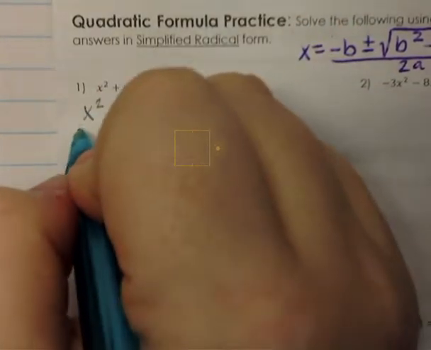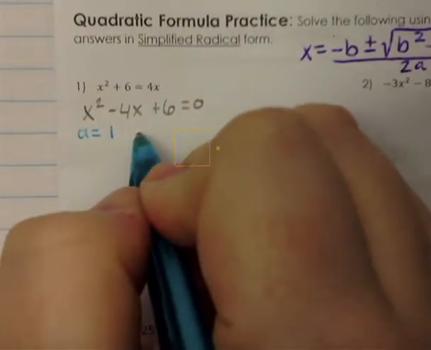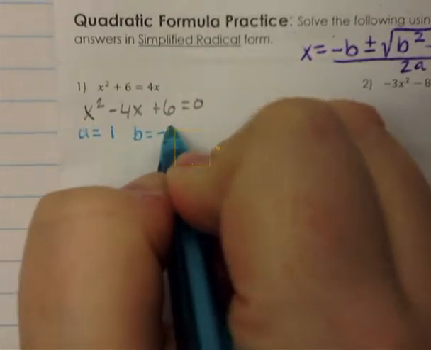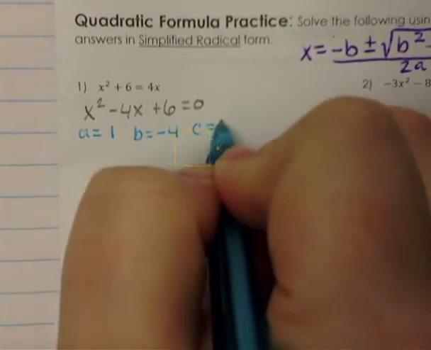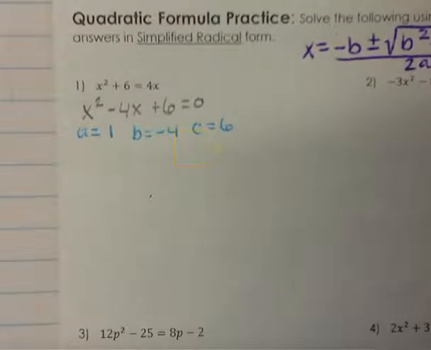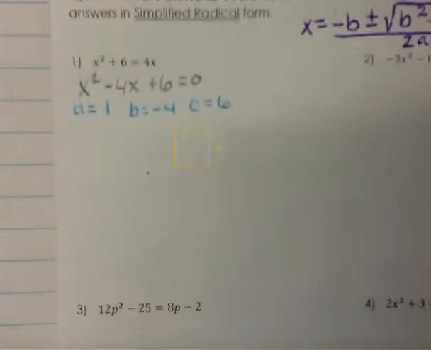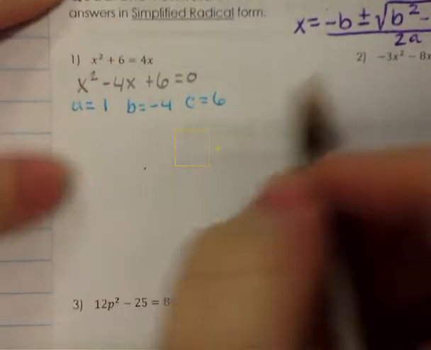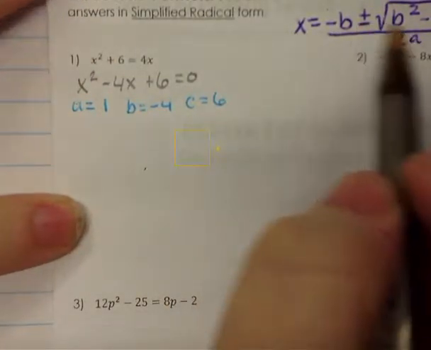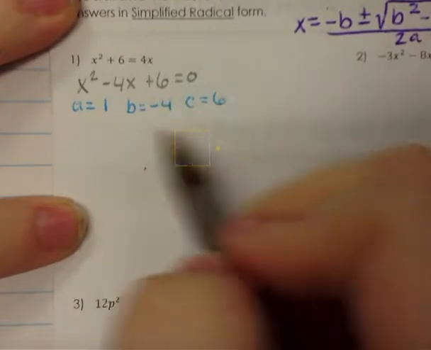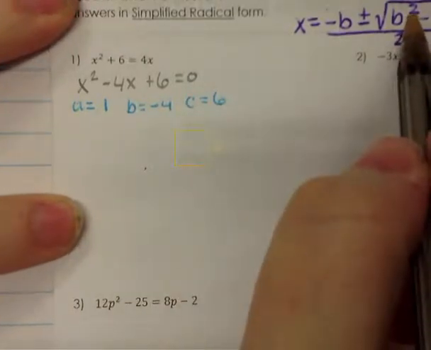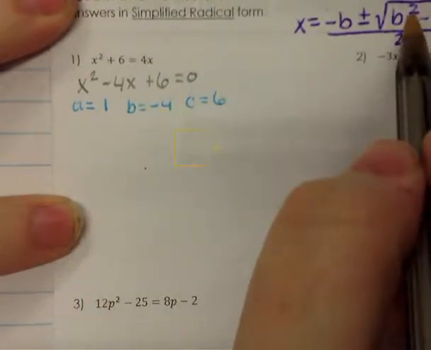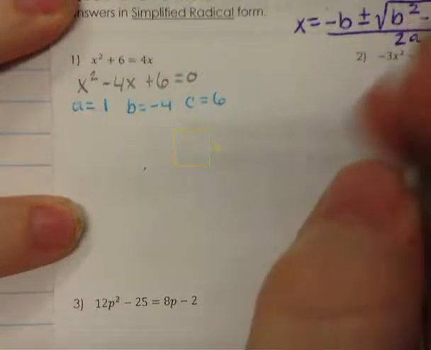Our a value is equal to that positive 1. Our b value is equal to a negative 4. And our c value is equal to a positive 6. Now I'm going to plug these into the quadratic formula all at once. So we have to remember to use parentheses. Use parentheses when you plug in a number for a letter, especially when you have negatives because of that squared part. If you don't put parentheses around that, you will not actually get the correct value for your discriminant.